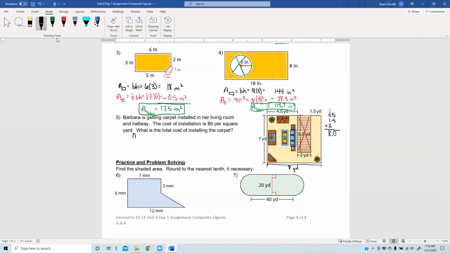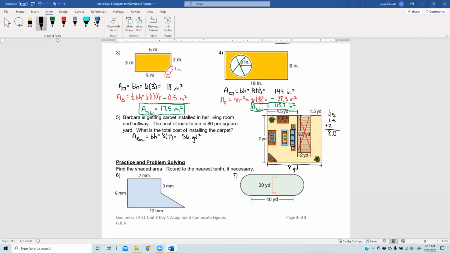So the area of the whole room, it's a rectangle, so base times height, or 8 times 7, which is 56 yards squared.